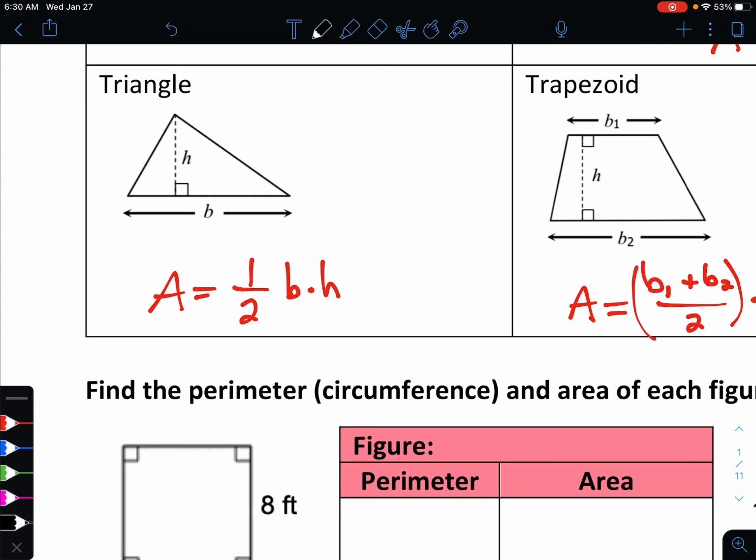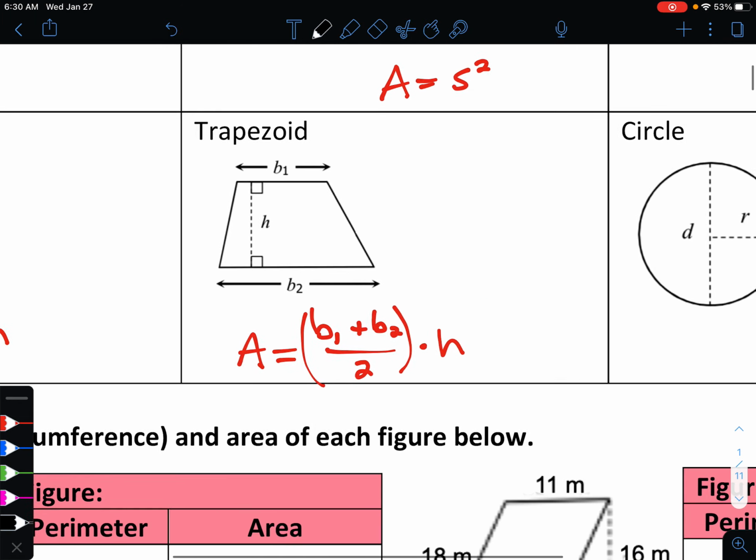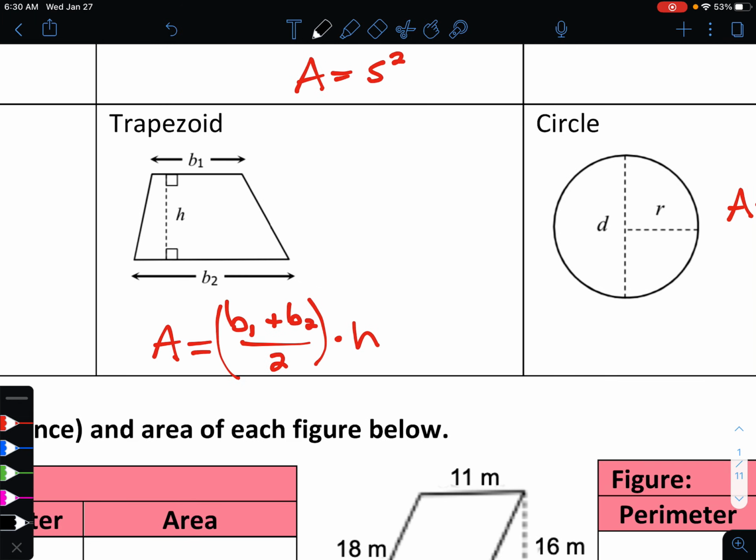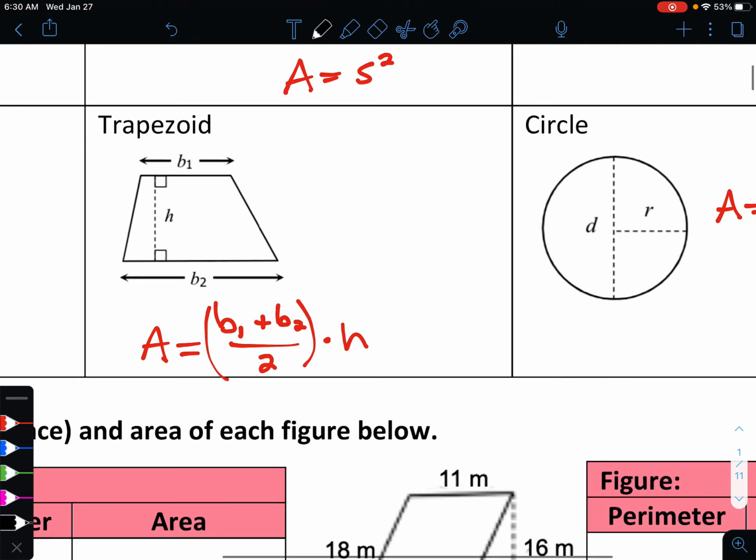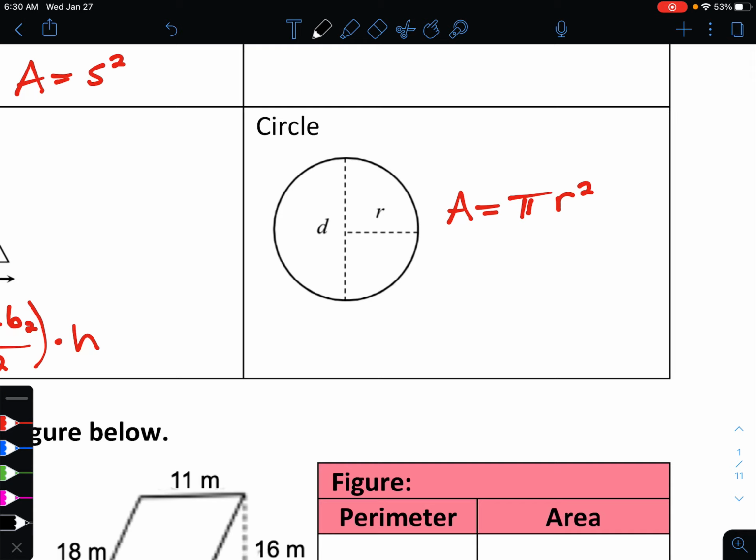For a triangle, in order to find the area of a triangle, your area is equal to 1/2 your base multiplied by your height. For a trapezoid, what we do is we find the average of your bases. So we take base 1 plus base 2 and divide by 2, and then multiply that by your height. So in other words, find the average, then multiply by height. And finally, for a circle, area is equal to pi r squared. If you are given the diameter instead, remember, just divide that by 2 to get your radius r, and then you can use this formula for area, which is pi r squared.